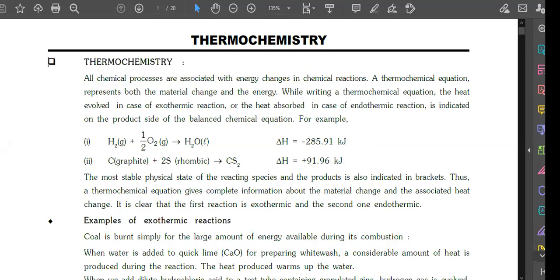So yeah, thermochemistry. Now we know that. What is the meaning of thermochemistry?